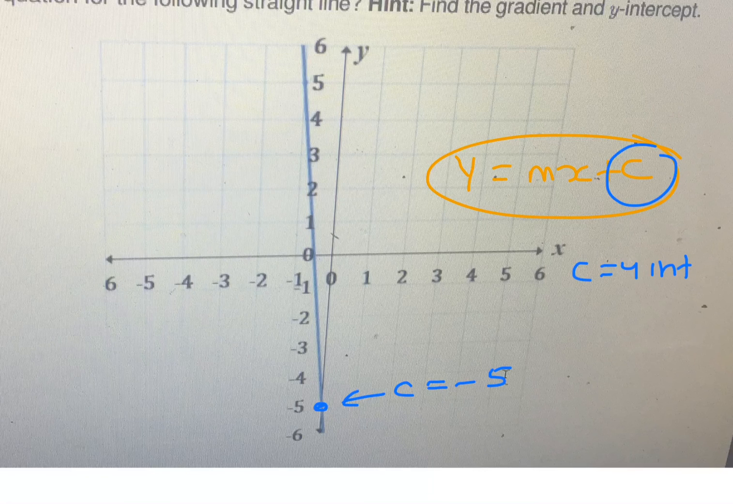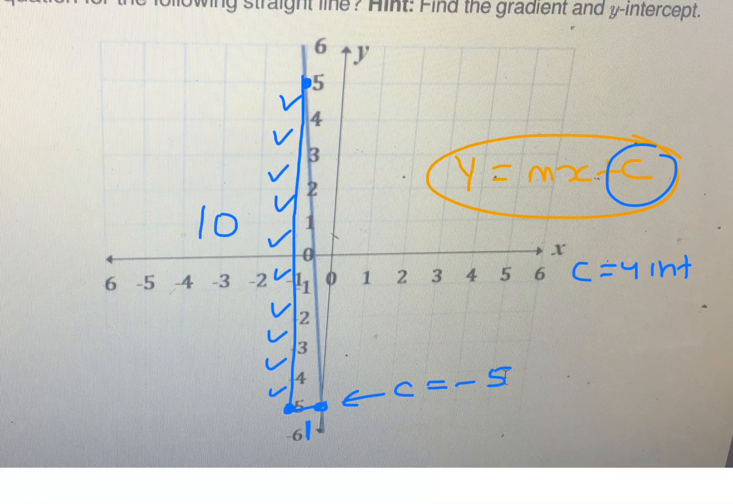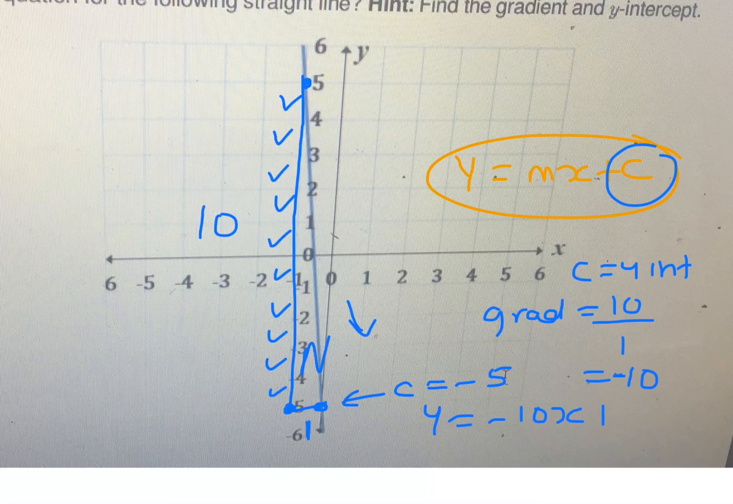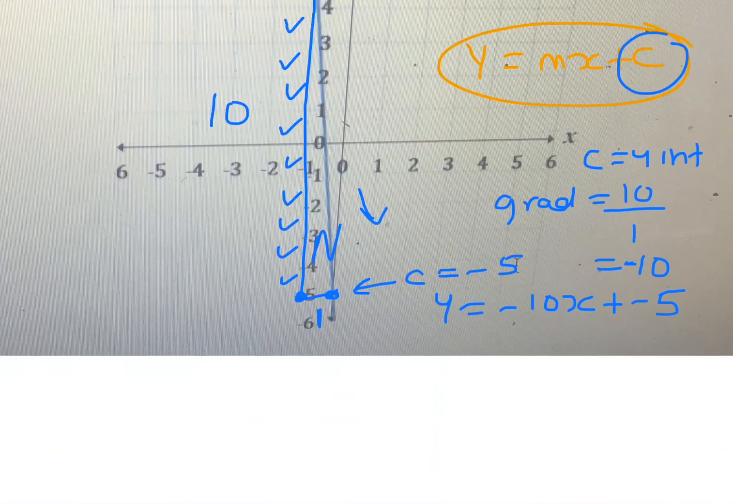The gradient, now you're going to need a triangle to draw the gradient. So you need to know some points that it actually goes through. What I might do is pick a point that sits right on the line, which will give me a good point. You don't want part ones because you can't read them. Now that's 1, and this is 1, 2, 3, 4, 5, 6, 7, 8, 9, 10. So that's 10. So the gradient there is the rise on the run, which is 10. It is also negative because it is going down. So it's y equals minus 10x plus minus 5.